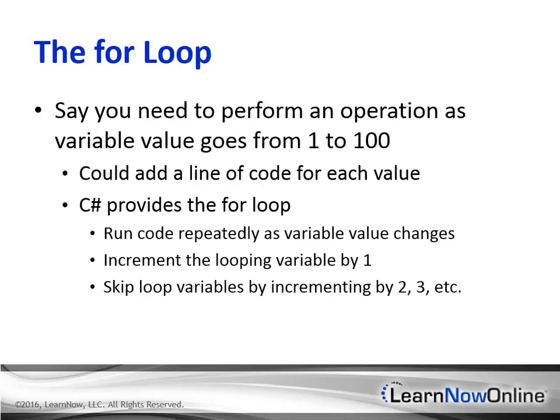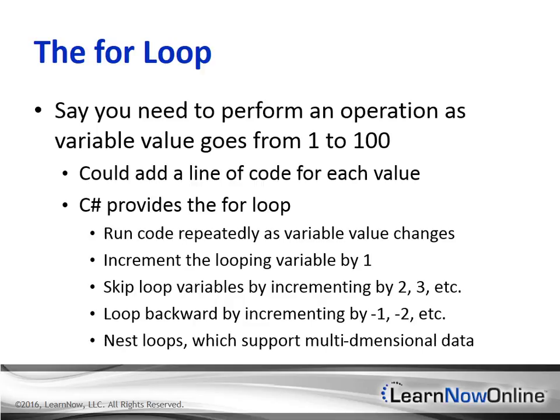You can skip the looping variable values by incrementing the looping variable by 2 or 3 or whatever. You can also loop backwards by setting the increment to -1 or some other negative number. And you can also nest loops, providing support for multidimensional data. So the examples that I'm going to show you now demonstrate some simple uses of the for loop. These aren't real-world examples, but they do show off some of the issues and options that you'll encounter when creating loops.